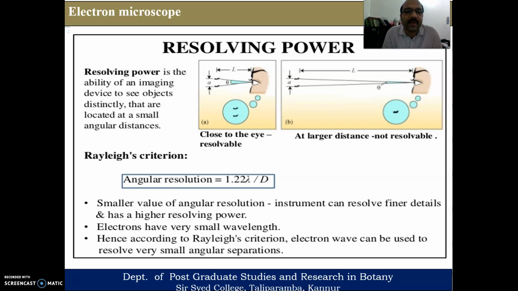First one, resolving power. What is actually resolving power? It is nothing but resolution. It is the ability of an imaging device to see objects distinctly that are located at a small angular distance. That is very important as far as electron microscopes are concerned. Rayleigh criterion. One of the most important aspects is called Rayleigh's criterion.